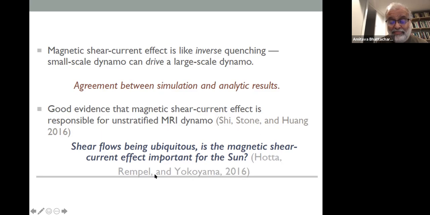But what Hotta, Rempel, and Yokoyama made the point of is that if you want to capture the solar dynamo, and it's not clear that the magnetic shear current effect is what is doing this, a lot more work needs to be done before we can say that. But let me just say what the lesson of this simulation was. The lesson of this simulation was that if you want to see large-scale magnetic field growth from first principles in the sun, you must run simulations that will resolve your small as well as large scale simultaneously.